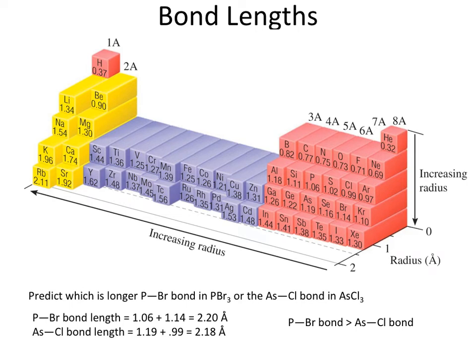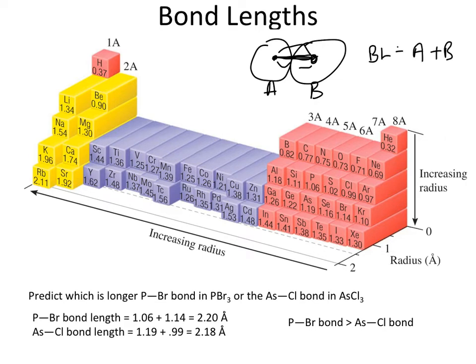So here we have a table of radii for all the different atoms. If I gave you a table like this, I may ask you to compare bond lengths of different molecules. Remember, the bond distance that occurs between two atoms is basically going to be the sum of the two radii. So with element A and element B, if I know the radius of B and the radius of A, I can find the bond distance between the two, or at least an approximate calculation, by summing the two. So bond length is going to equal the radii of A plus B.